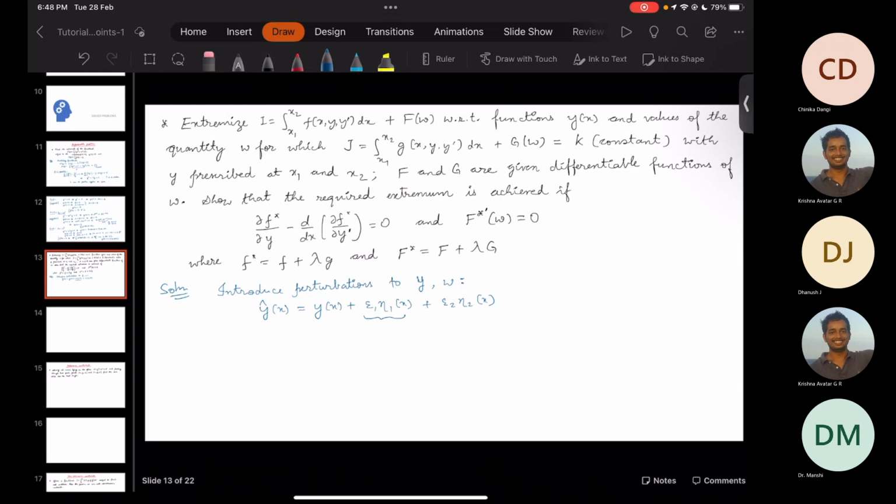And then introducing perturbation to w gives us w hat of x is equal to w of x plus another perturbation function, which I'll call mu 1, and likewise we'll have a second perturbation function here as well, mu 2.